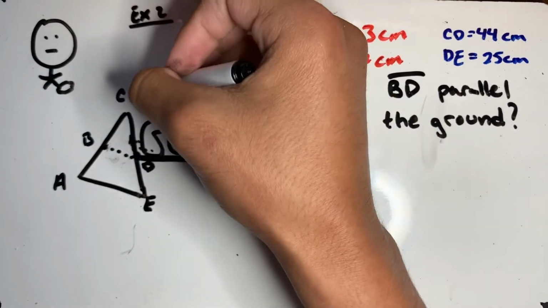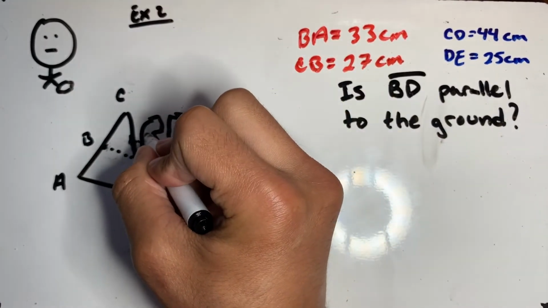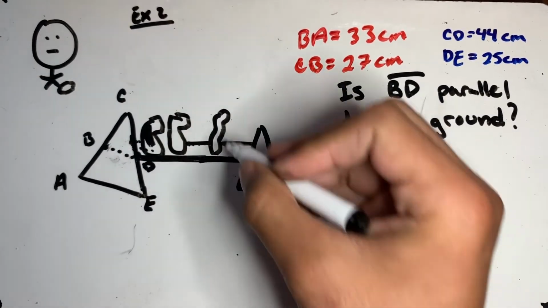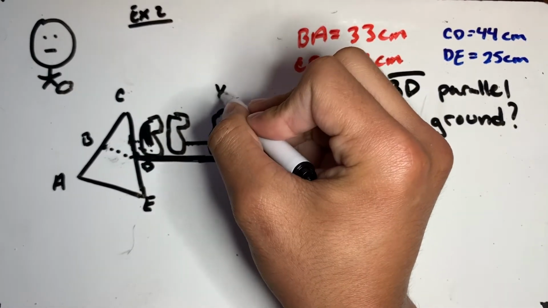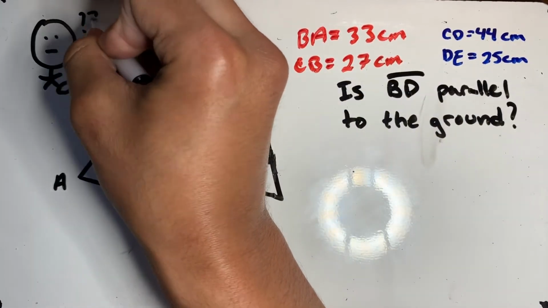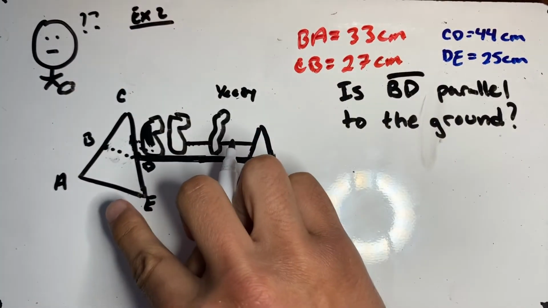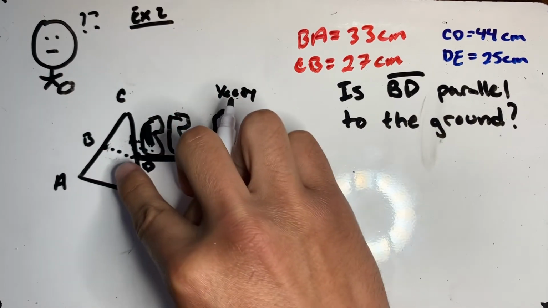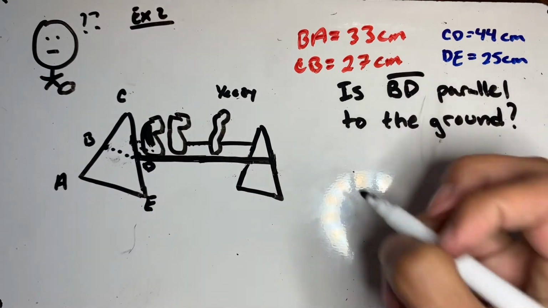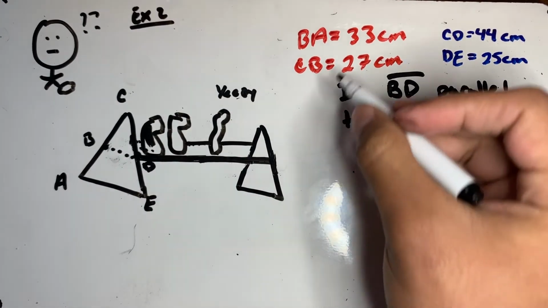So these are probably like Nike. Let me draw the swoosh right here so you guys can all tell. Swoosh. That way you all know these are Nikes. You got the Yeezys over here, and this man is trying to figure out. So he's dumbfounded. He's confused. How does he know if this line is parallel to this line? BD is parallel to AE.